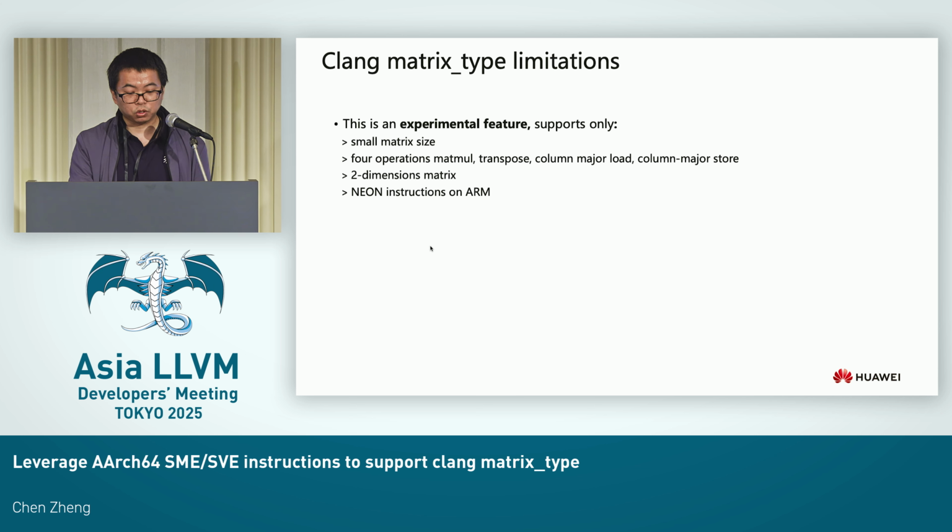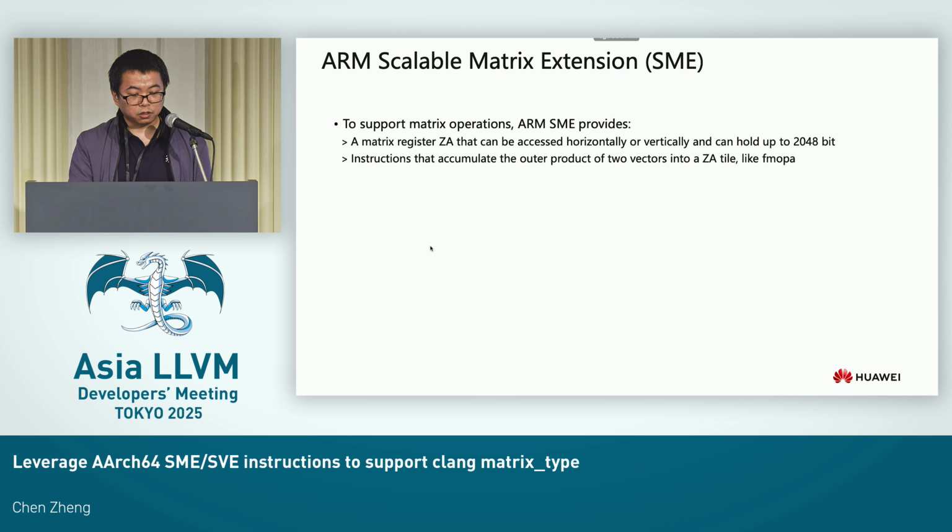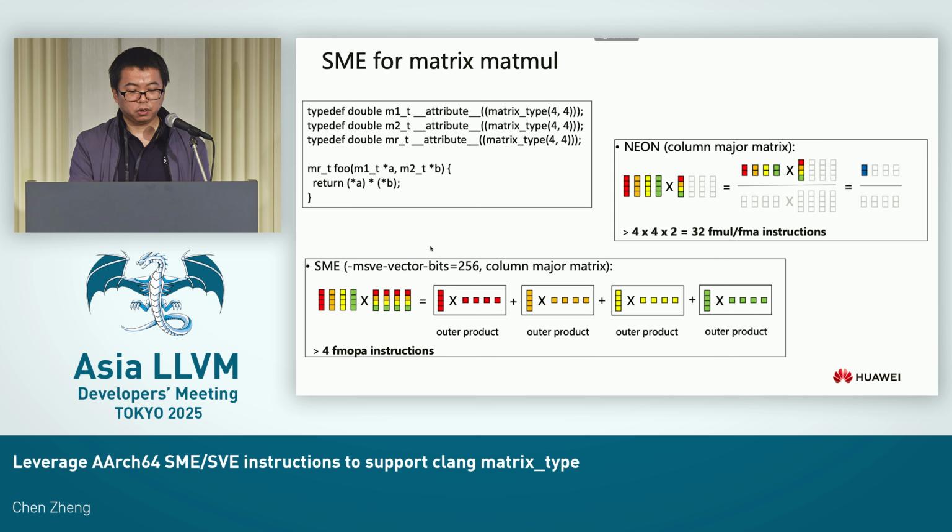Yeah, but the Clang matrix type support is still an experimental feature, so it has some limitations. For example, it supports only the small matrix size because of some limitation in the compiler backend. And ARM SME provides matrix registers, and it also provides some matrix instructions. So this can be naturally used to support the Clang matrix type.